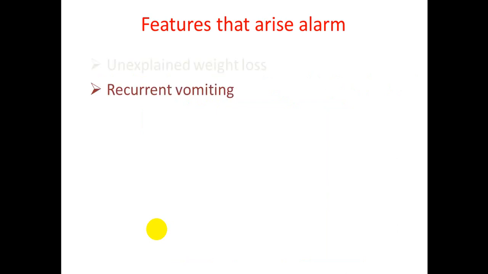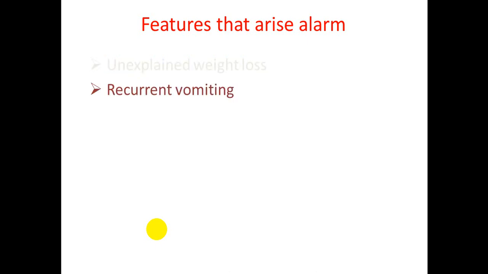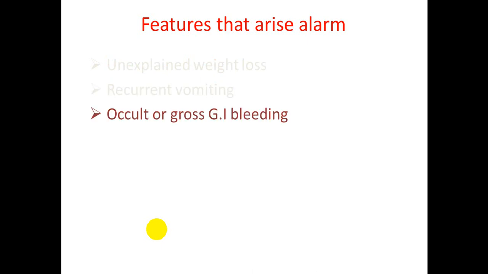What are the features that raise alarm in patients with dyspepsia? It means what are the features that make you dig into the history of this patient and make you suspect there is underlying serious pathology in those patients with dyspepsia. First of all, weight loss, could be malignancy. Recurrent vomiting, pyloric obstruction, could be CA stomach. Occult or gross GI bleeding, malignancy, CA colon.